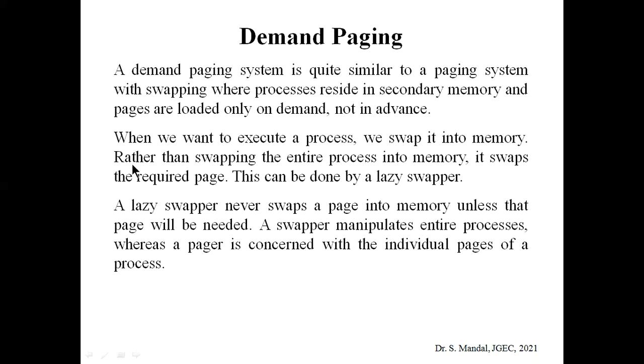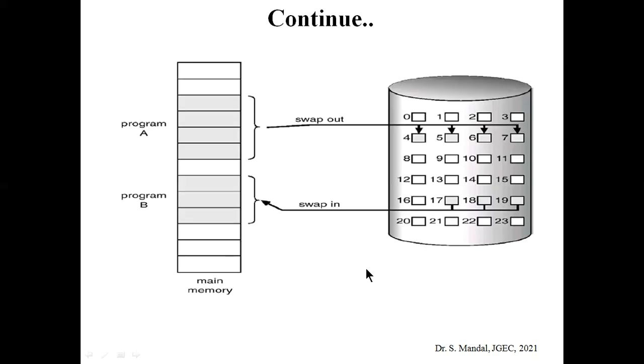Here it is already written that rather than swapping the entire process into memory, it swaps the required particular page. That's why we are using the term lazy swapper. A lazy swapper never swaps a page into memory unless it will be needed, and obviously it will never load the full process. A swapper manipulates the entire process whereas a pager is concerned with the individual pages of a particular process.